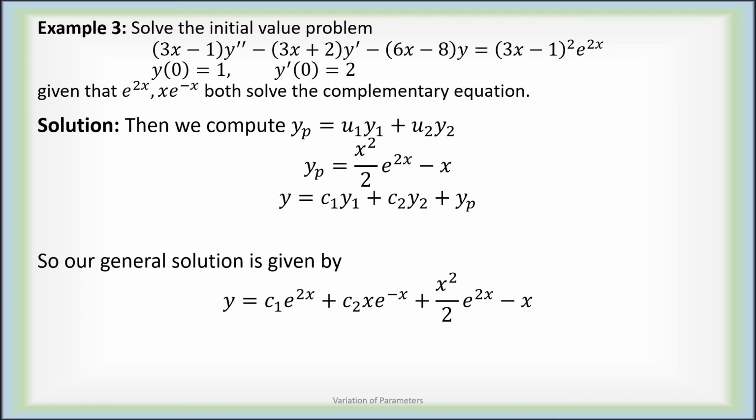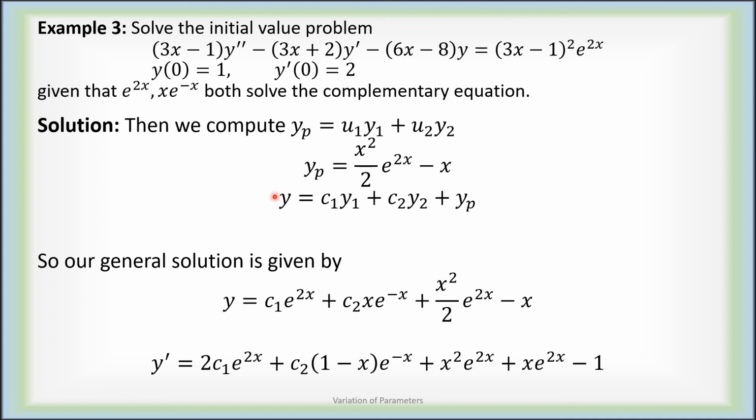Since we know we're going to be doing an initial value problem, we are going to need to compute a derivative of this. And here it is. Okay, so differentiating term by term. Chain rule just spits out a 2. I need a product rule and a chain rule. It works out to be c2 times 1 minus x. Okay, various product rules here give me x squared e to the 2x or x e to the 2x, and then this derivative is just a nice minus 1.